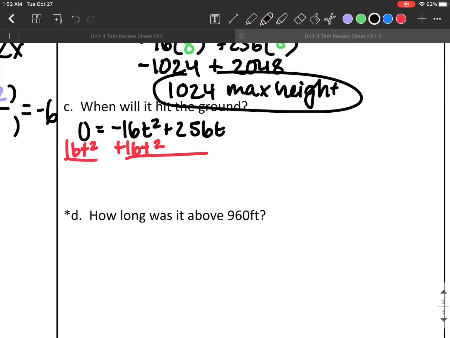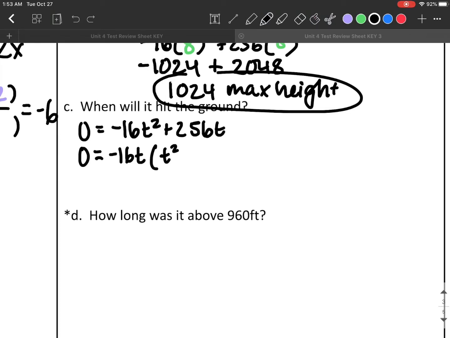And that's going to give me 16t squared is equal to 256t. I'm going to divide both sides by, I messed up. You can't do that. You can't do the square root method because you don't have a constant here. So what I actually have to do is factor the right-hand side. I'm going to take out negative 16t, and I'm going to have t squared minus 16.